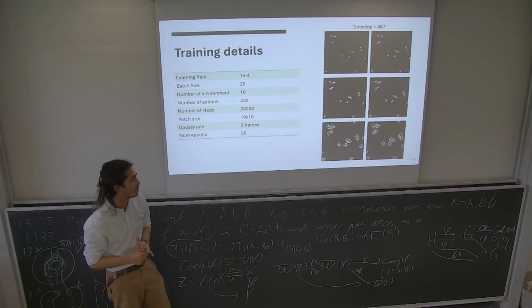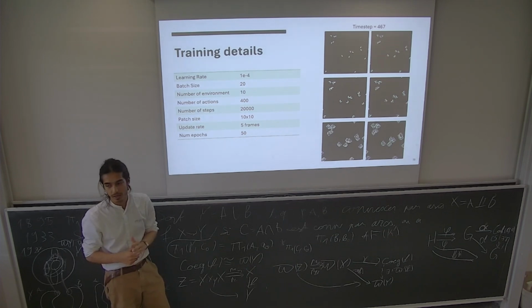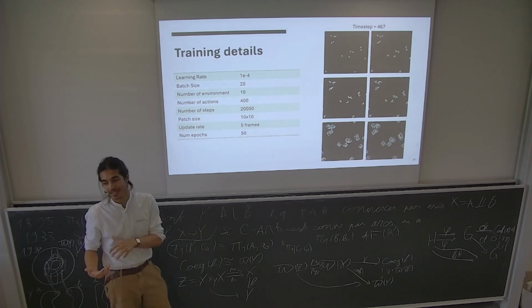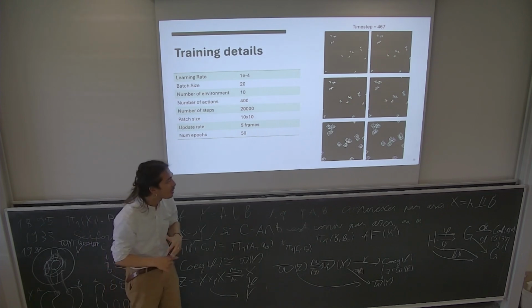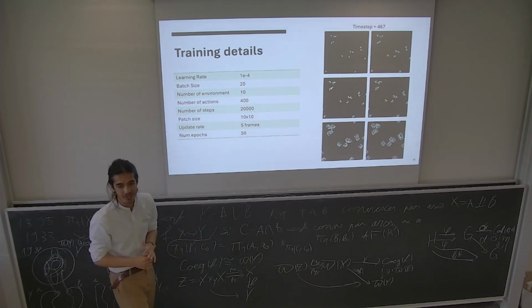I tried multiple things. You can do 10 frames, 20 frames, because updating the rule of the whole environment has a huge impact on how the environment will evolve. So I didn't know if I should give it a lot of control or a very small amount of control.